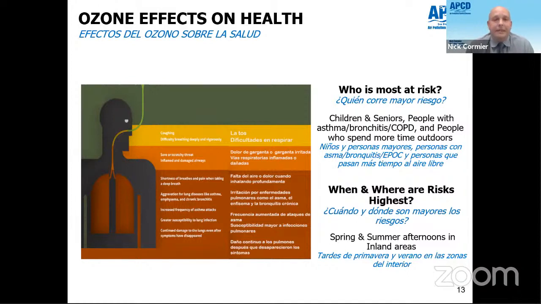And because ozone is fueled by sunshine, ozone concentrations are highest in the spring and summer months. And as I touched on in the previous slide, ozone concentrations are typically higher downwind in the inland areas based on how and where ozone is formed.